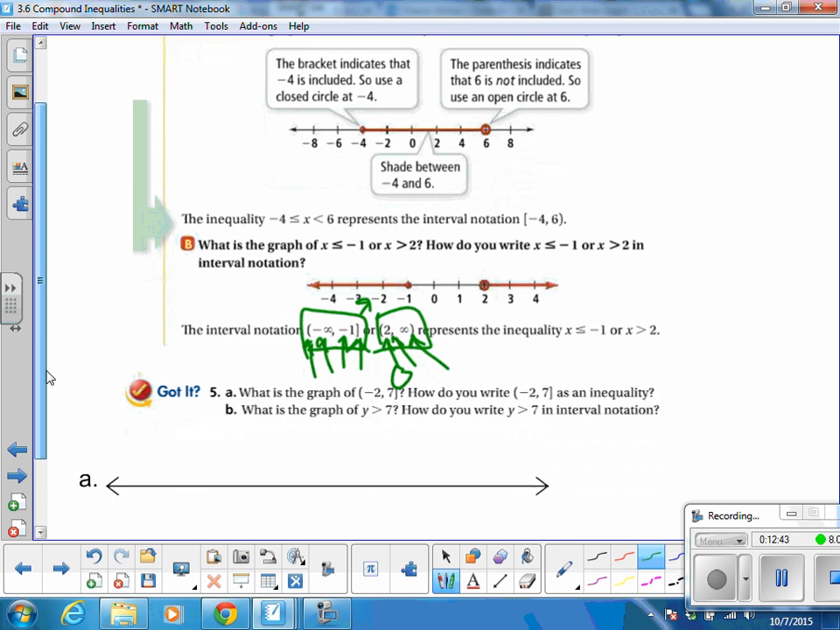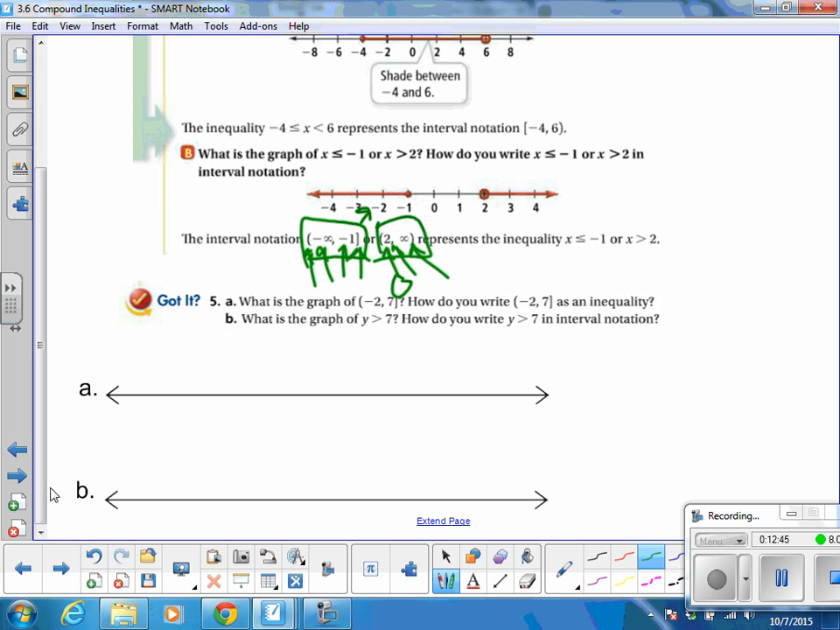Why don't you give it a try and see what happens? Let's pause on 5 and see how you do on this.